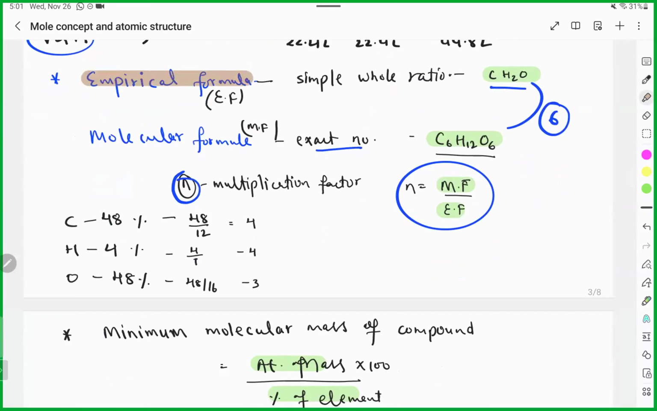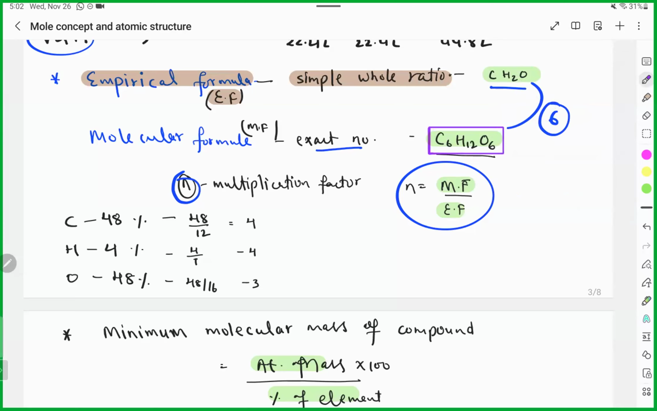Pratigya, what is empirical formula? मतलब कोई भी फॉर्मूला को सिंपल रेशियो में कन्वर्ट करना. Exactly. कोई भी formula का simple ratio. अब मान लो we have this glucose.